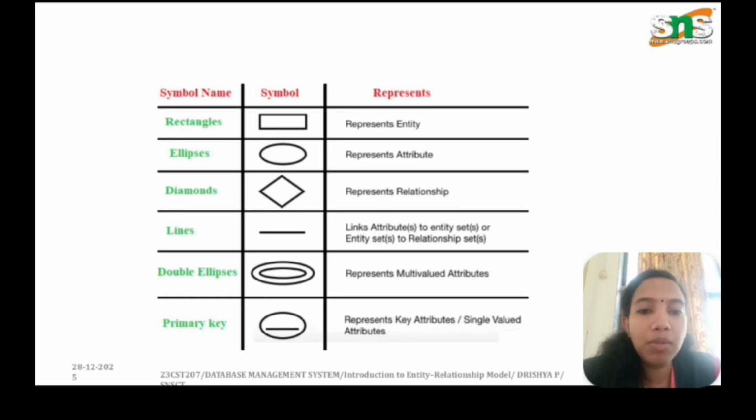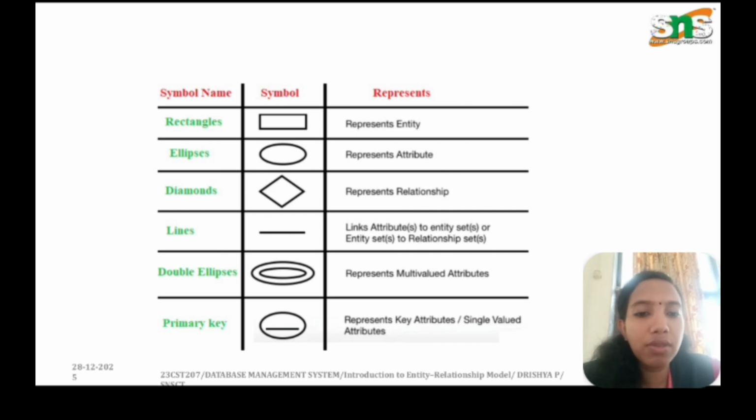Then here some symbols are used for representing the ER model. The first one is the rectangle, which represents the entity. Next is the ellipse, which represents the attribute. The attribute is written inside the ellipse, and the diamond represents the relationship. Then lines represent the unique attribute. Then double ellipses represent multi-valued attributes.